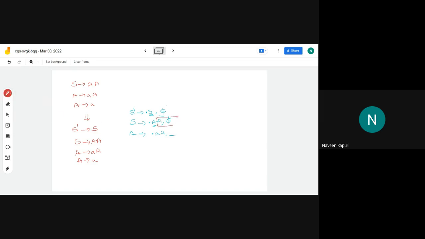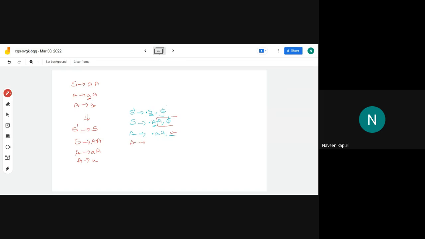From here, after A there is A comma dollar. The first of A comma dollar means first of A, which means small a. So that's why the look ahead symbol is small a.